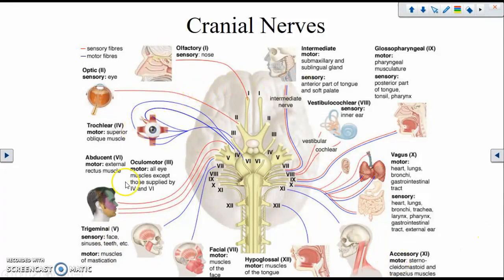You can read this on your own again, but again: olfactory, optic, vestibulocochlear nerve, vagus nerve, hypoglossal, and facial nerves are going to be most of the important cranial nerves that you need to know about.